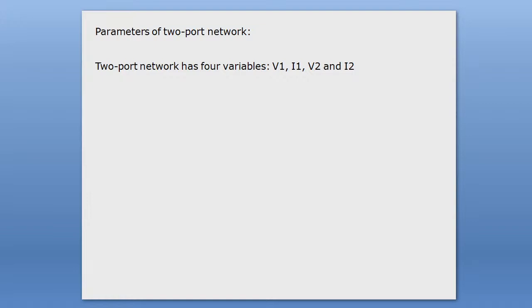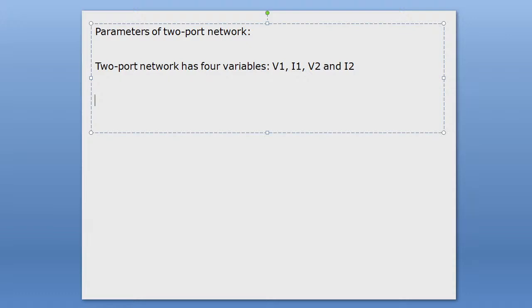But a single port network has only 2 variables, V1 and I1. For this two-port network, there is another port at the output side, and its corresponding voltage is V2 and current is I2. So this network has 4 variables. Using these 4 variables, we can generally derive 6 equations, or if you consider mixed terms, then you can write 8 equations.